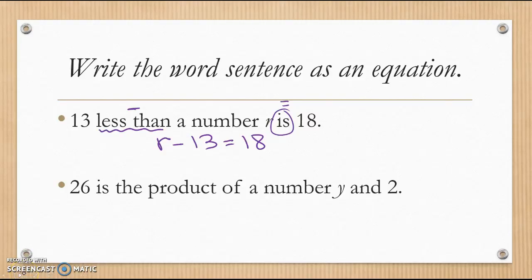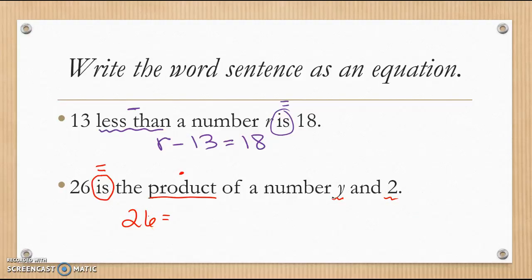And then our fourth one here says 26 is the product of a number y and 2. So I'm going to identify my word that I can replace with equals. So 26 is the product, so we know that's multiplication, of a number y and 2. So I'm going to put 26 equal, and then I want to write the product of y and 2.